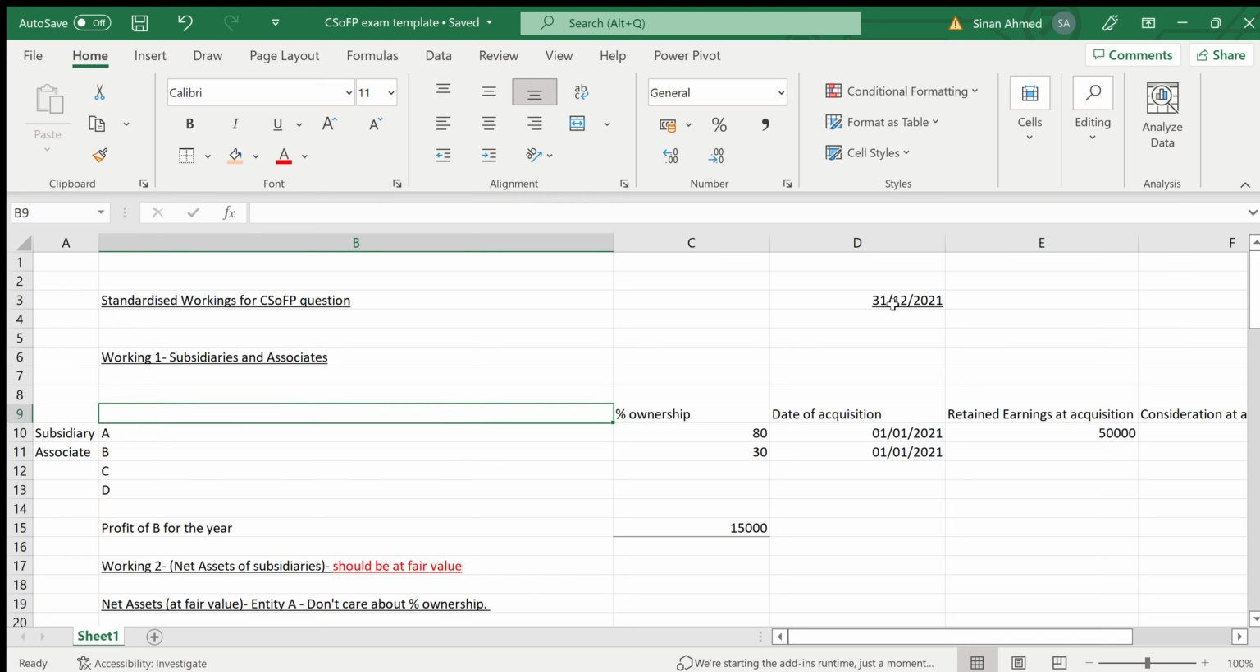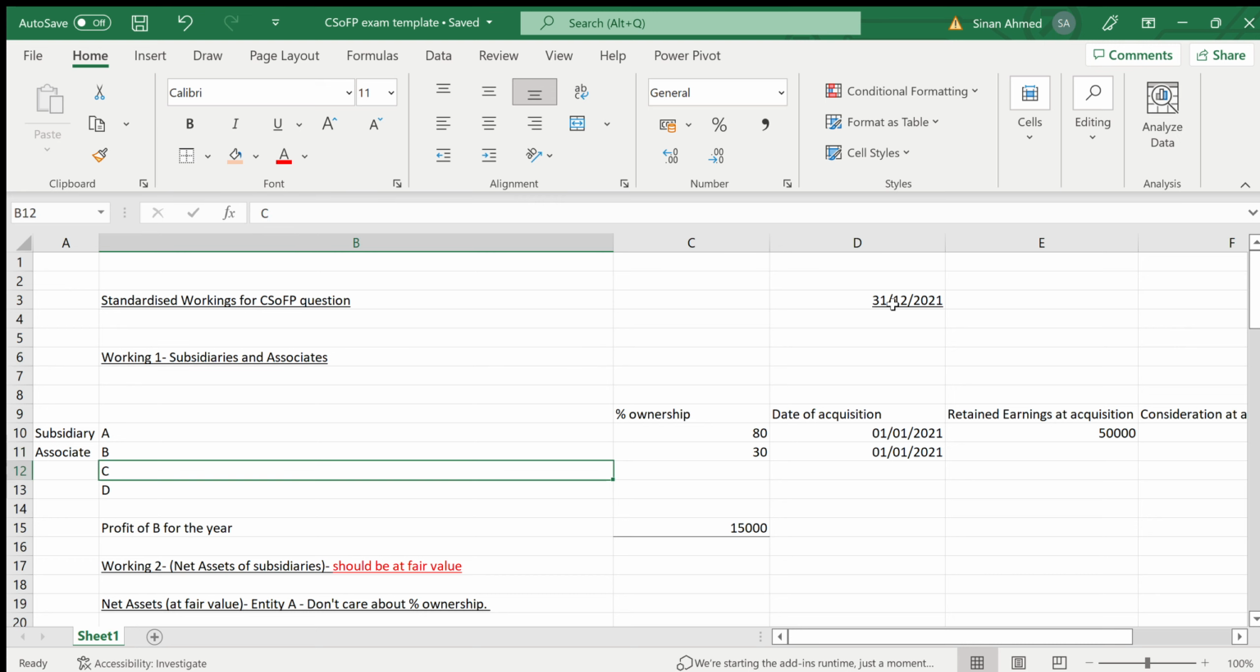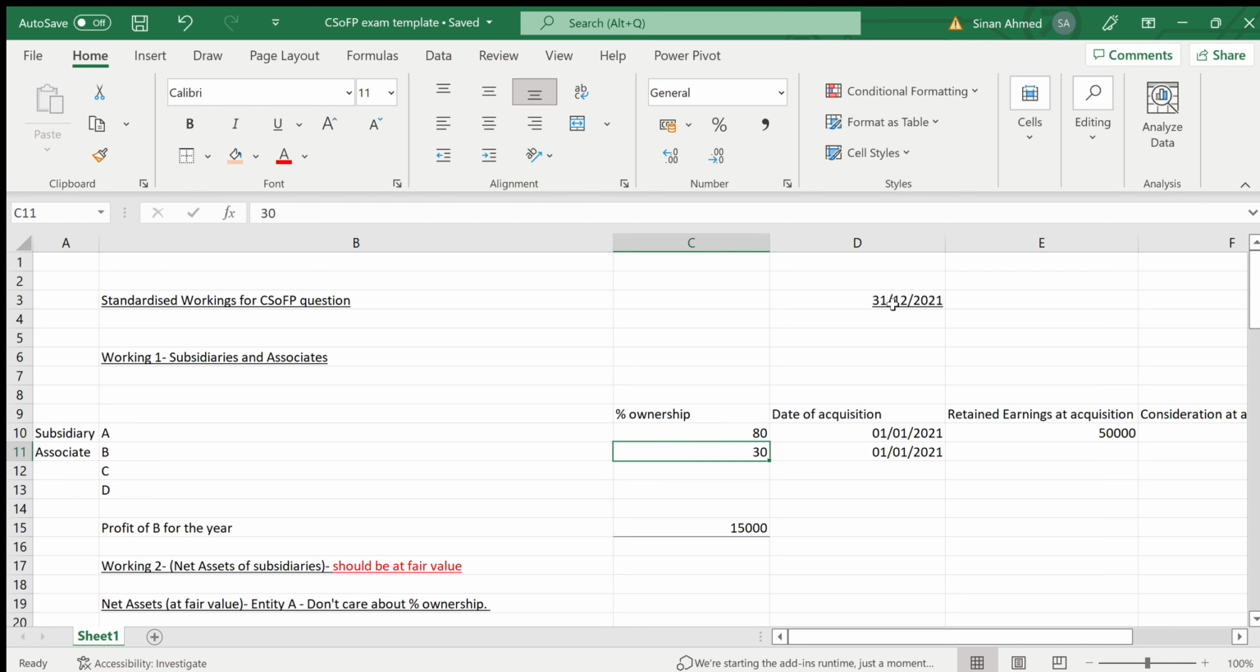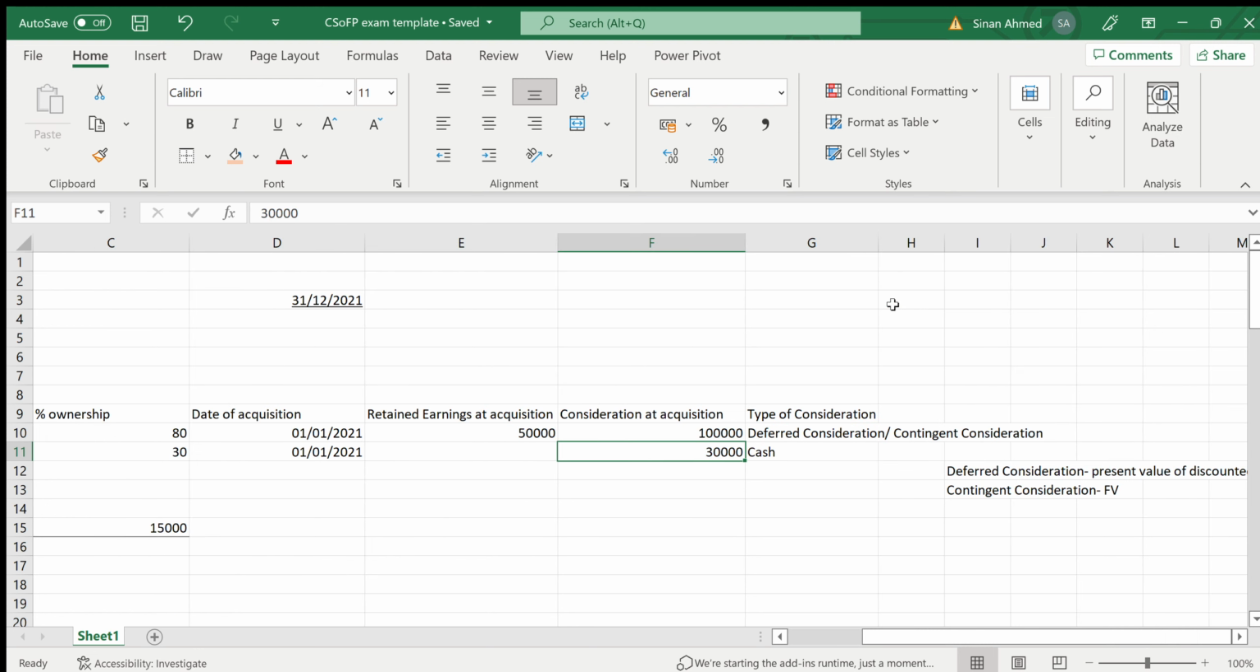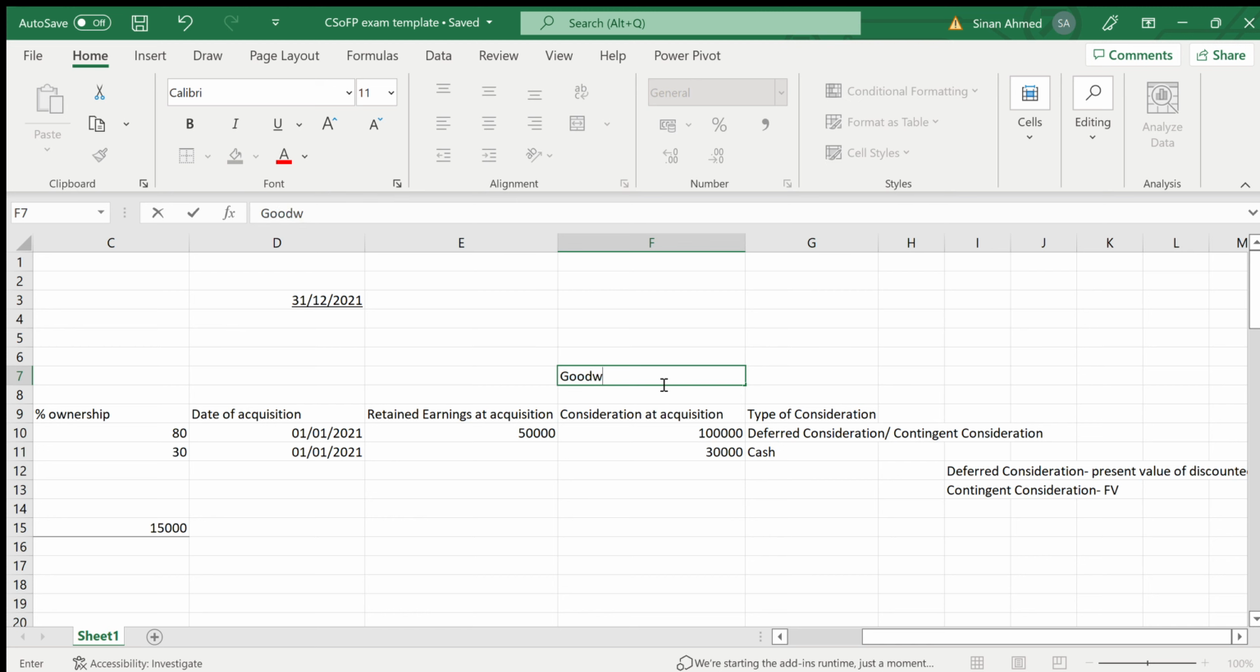The next thing is for the working one, we want to understand who our associates are and who our subsidiaries are. So we need to know percentage ownership, date of acquisition, retained earnings at acquisition is quite a handy column to have in, consideration at acquisition, the type of consideration. So type of consideration at acquisition will feed into your Goodwill calculation.